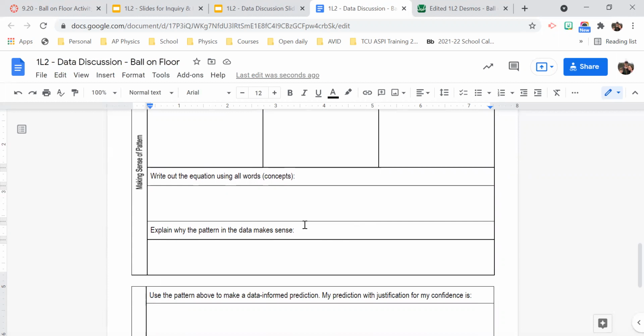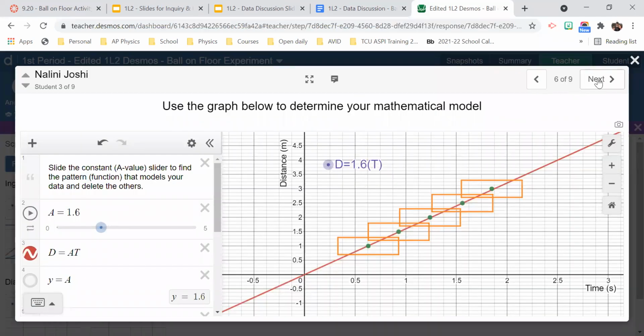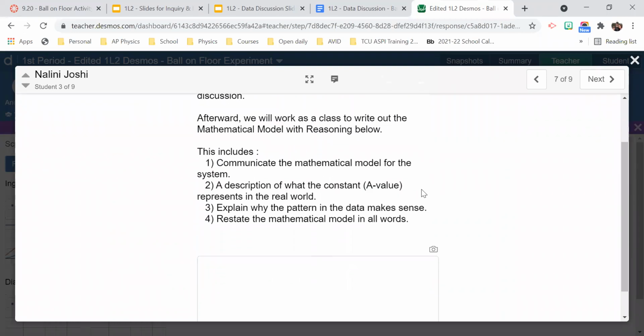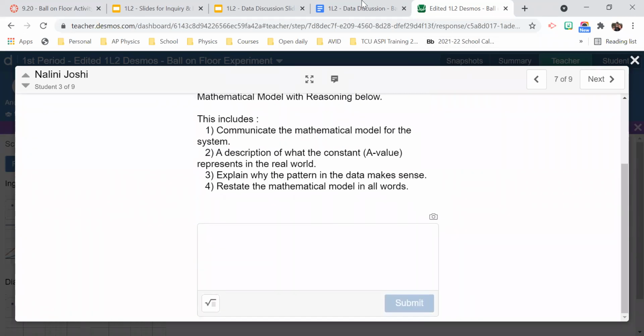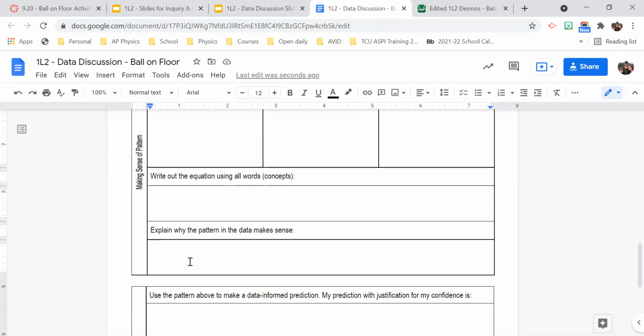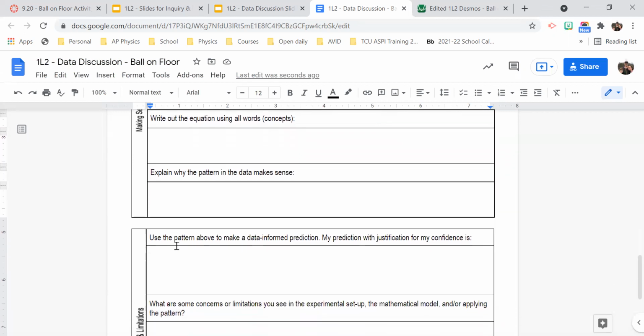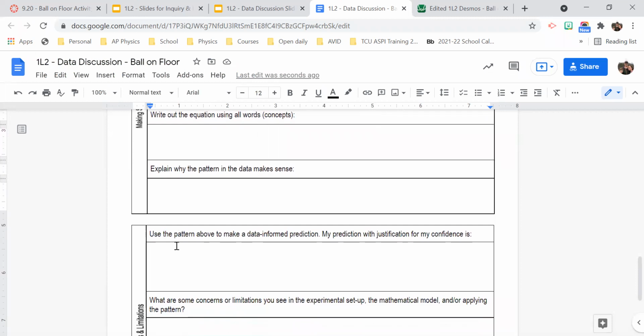Why does the pattern in the data make sense? I know this is probably one of the hardest ones, and I understand that. I really, really do. But it's so important to struggle with that one for a bit so that you have a deeper understanding of how to read your data. So again, pick a couple data points, compare them. What do you notice? Why should that make sense? Hopefully you're pausing, not just staring at me.